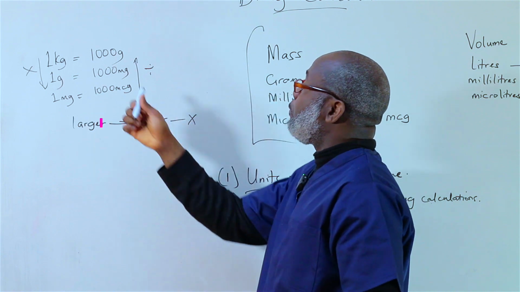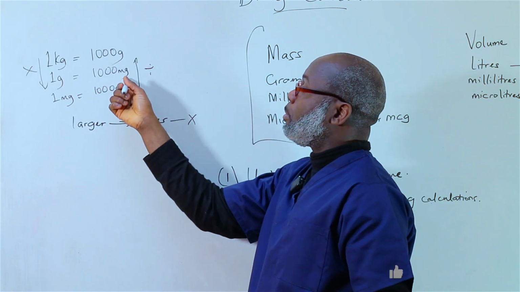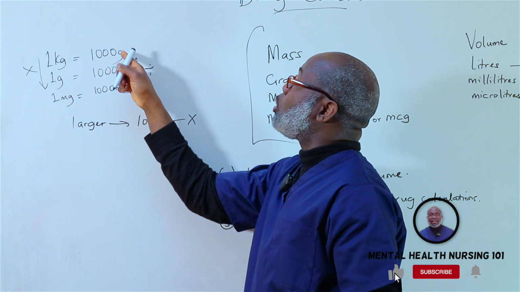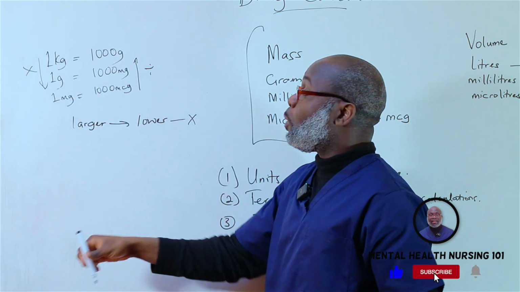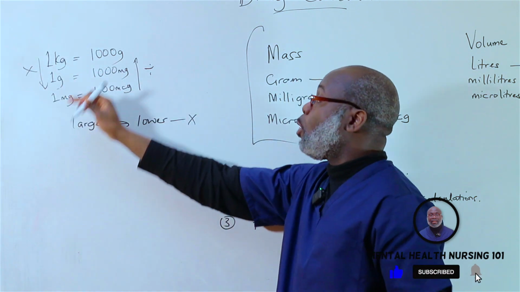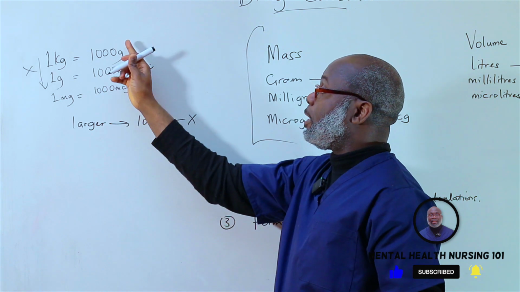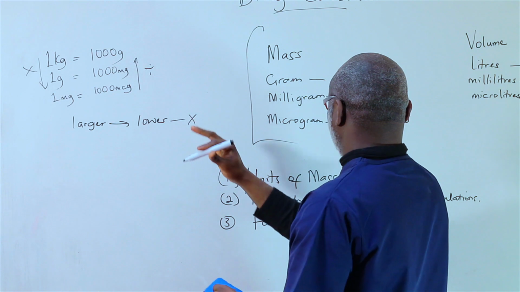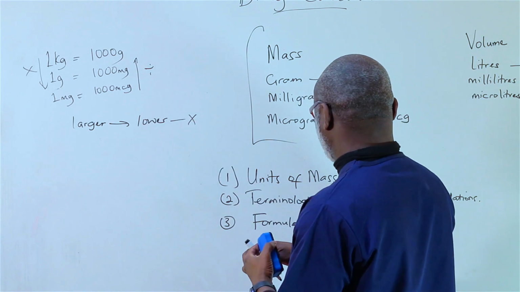But when you're going from milligram to gram, you're dividing. That is, 1,000 milligrams divided by 1,000 will give you 1 gram. So when you're going from the larger one to the lower one, you multiply. When you're going from the lower one to the larger one, you divide. I think we should take some questions under that.